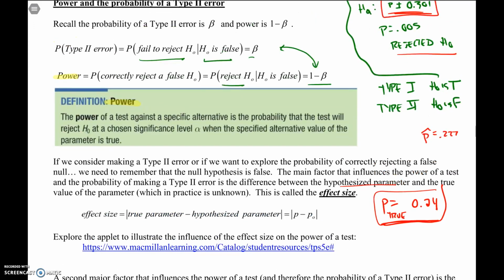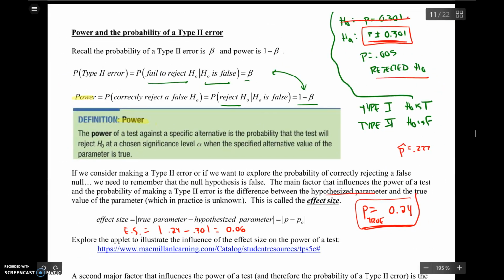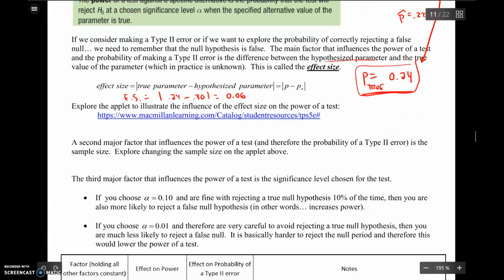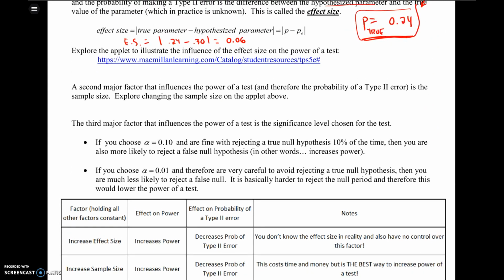The difference between the true value and the alternate, the hypothesized value is called your effect size. So in this case, our effect size would be the absolute value of your true parameter, 0.24, minus the hypothesized value, which was about 30%. So that's about a 6% effect size. It's simply the difference between your null and the true, okay? For some reason, kids have a hard time with effect size. I know it gets a little abstract perhaps, but in class we kind of explored this applet to look at how effect size changes the power of the test. I'd like to do that in this video as well.